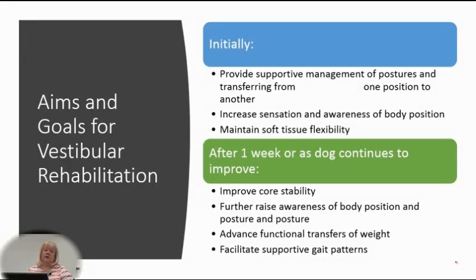So when we talk about facilitating supportive gait patterns, we're talking about doing assisted standing, assisted sitting, and perhaps assisted walking with a harness, getting the dog to move, maybe using a TheraBand, because some of these dogs become very, very disabled.